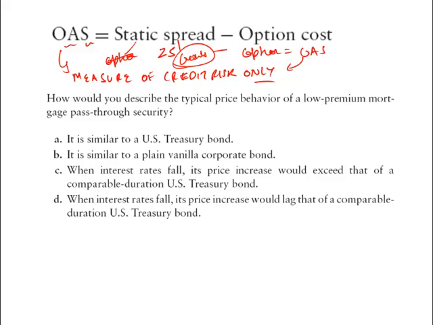So if you're comparing two bonds only on credit risk, then it is better to compare the option adjusted spread because that will be a measure of the credit risk only.